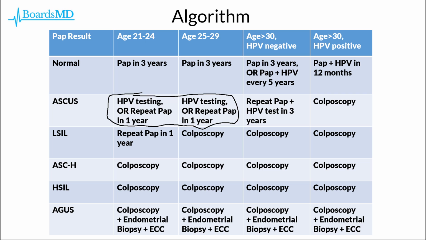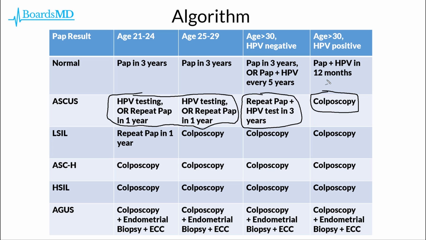However, for patients who are greater than age 30 and who are HPV negative, we should repeat a pap smear and HPV testing in 3 years. And for our patients who are greater than the age of 30 and who are HPV positive, we have a lower threshold in terms of performing further evaluation of their ASCUS finding, and therefore for this group of patients, we will proceed with a colposcopy.